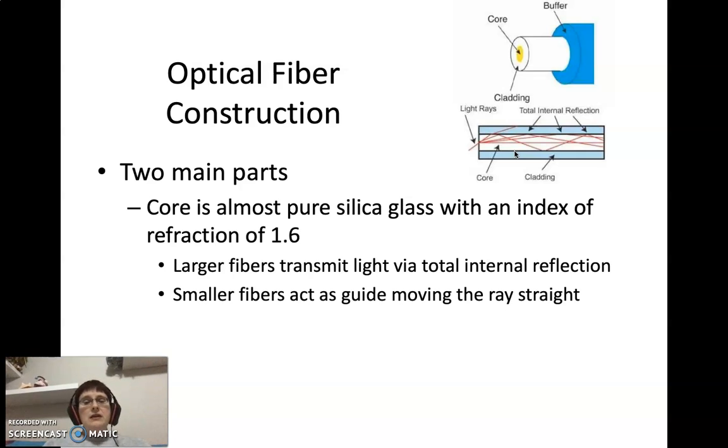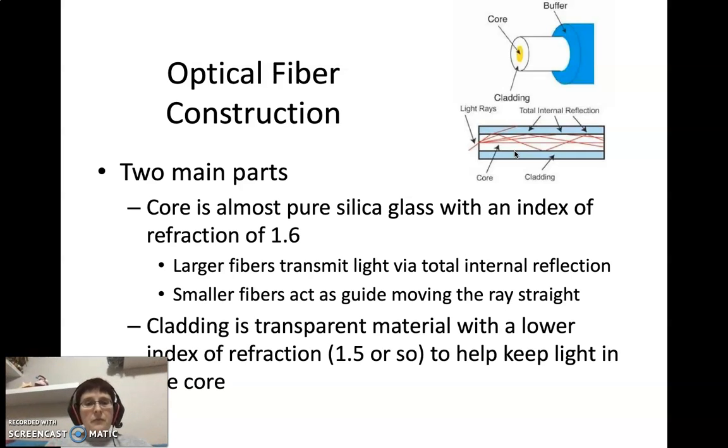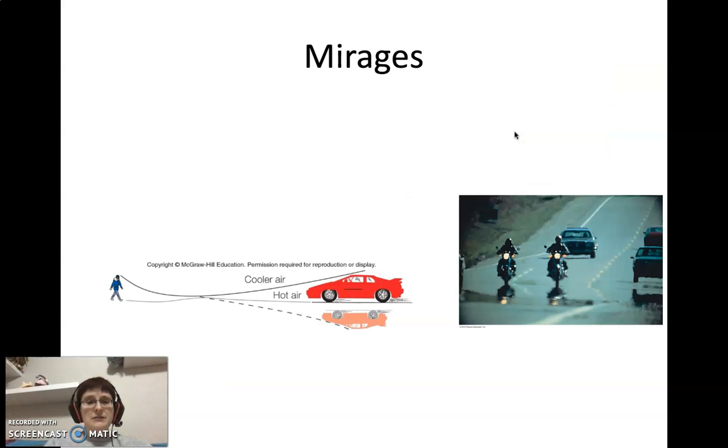So why do we care about the index of refraction number? The cladding, which you see here in the diagram, is a transparent material with a lower index of refraction, just slightly lower, 1.5 or so, but it helps keep the light in the core because there's that slight difference in the index of refraction. It keeps the light from bouncing out. That's why you see so little of it lost. In fact, fiber optics lose next to no data as they travel. This is why we've been converting to them. Very efficient as far as data information travel.